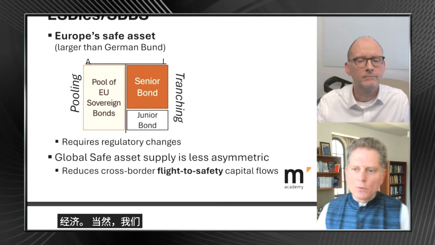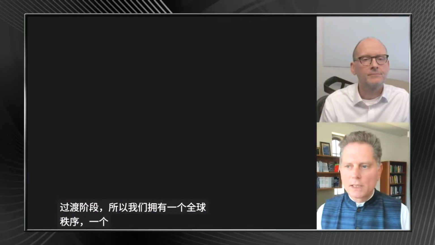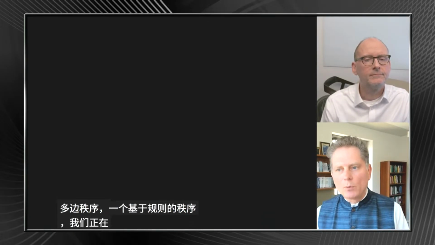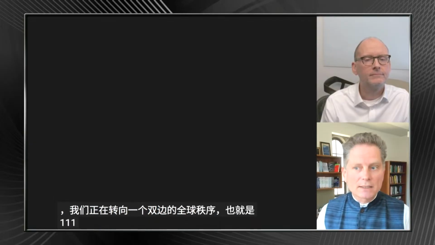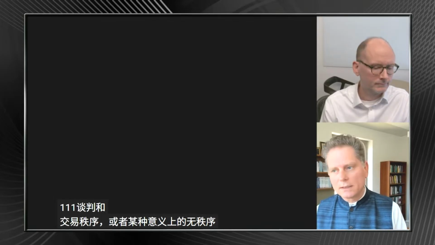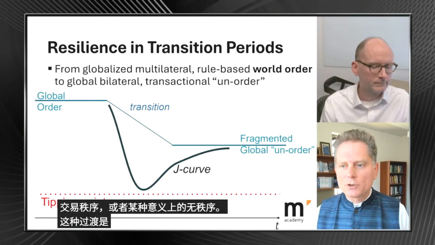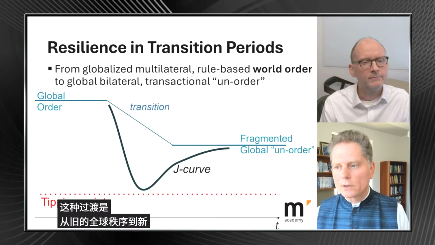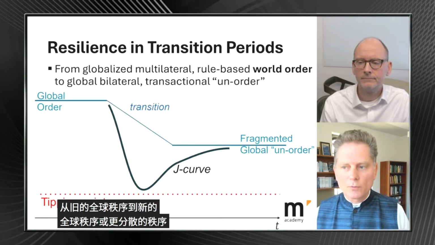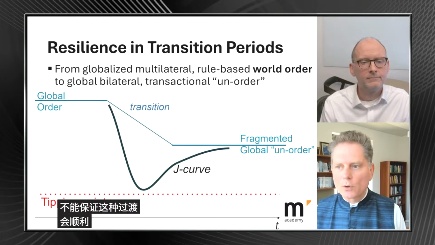Now, of course, we move to this transition phase. So we have a global order, very much a multilateral order, a rule-based order, and we move to a global order which is bilateral, so one-on-one negotiations, and a transactional order, or unorder in a sense. And this transition is a radical shift from the old global order to a new, more fragmented order. And it's not guaranteed this transition will actually occur in a smooth way.